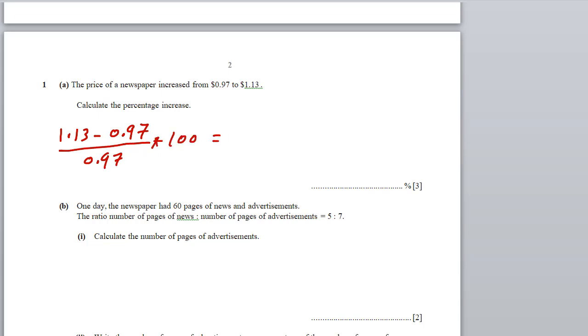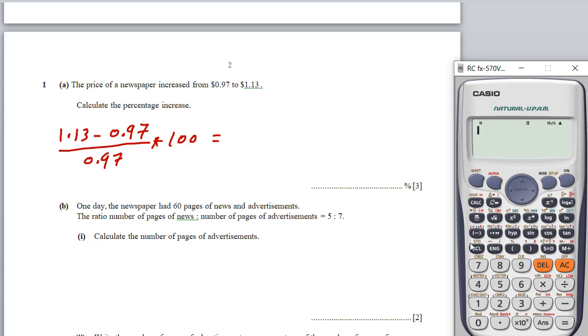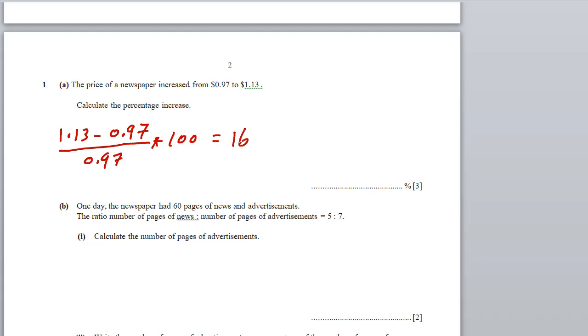So let us bring our calculator, open the bracket, 1.13 minus 0.97, close, divided by 0.97 multiplied by 100. So the percentage is equal to 16.5. So 16.5%.